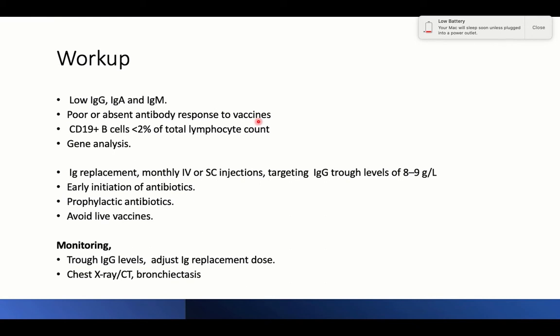When vaccinating an infant, we expect an antibody response occurring within a few weeks. Absence of this antibody response can give a clue for the immune deficiency.